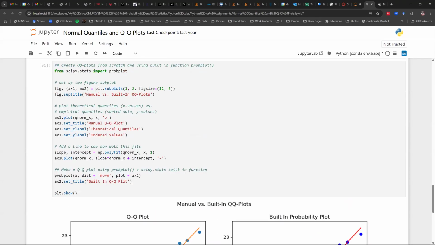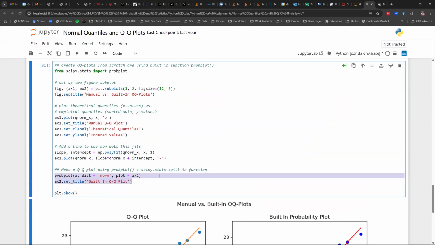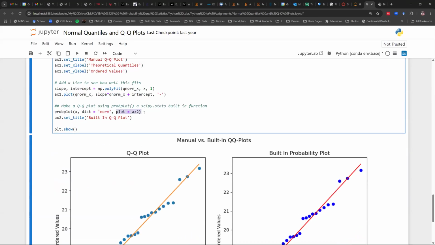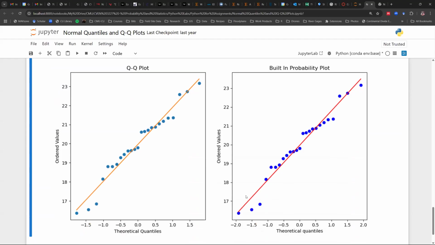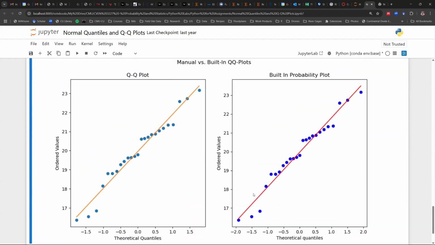So the built-in function to make a QQ plot is called probplot. And you can see where we import it right here from SciPy stats. So you import probplot, you just give it your sample, you give it the distribution you want to create a QQ plot for, and then the rest is history. This just tells you to plot it as two plots. But if you were just to do these two arguments, you're going to get a probplot that looks like this.